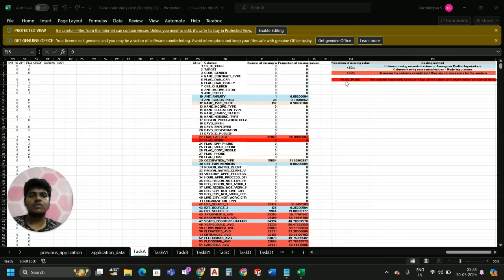So this one is the unique case, that is flag mobile. This column contains only one value, that is 0, which is not useful for any analysis, so we have removed that column also.